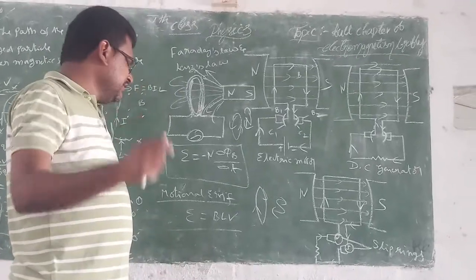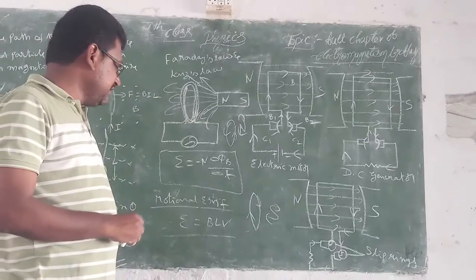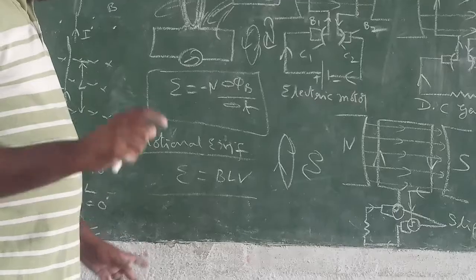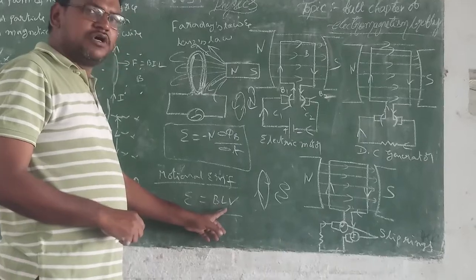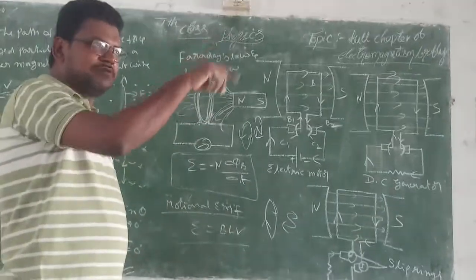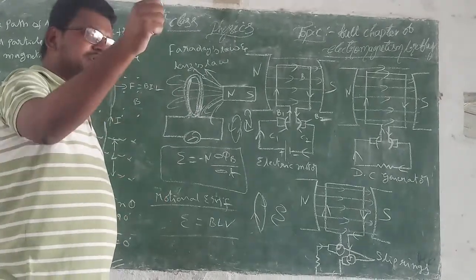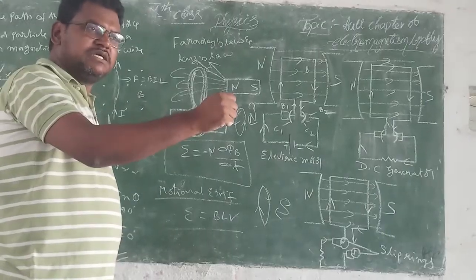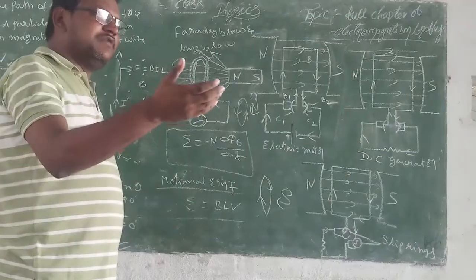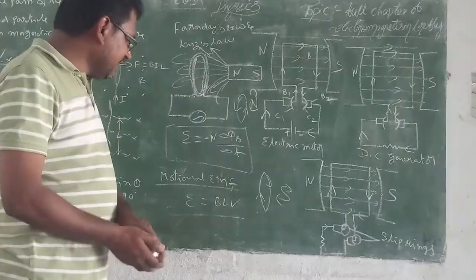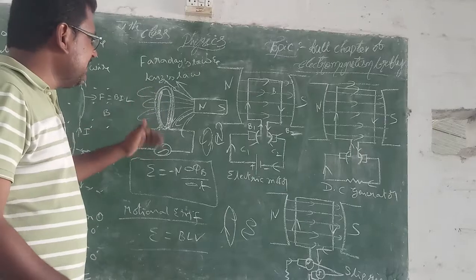Next, we have seen the derivation of Faraday's law according to the law of conservation of energy, and finally in that derivation we have the motional EMF, E equals BLV. If you take a rectangular wire in the presence of a uniform perpendicular magnetic field, and we move a cross wire towards the left or towards the right, EMF is induced in the coil because of the motion of the cross wire. That's why the motional EMF E equals BLV.